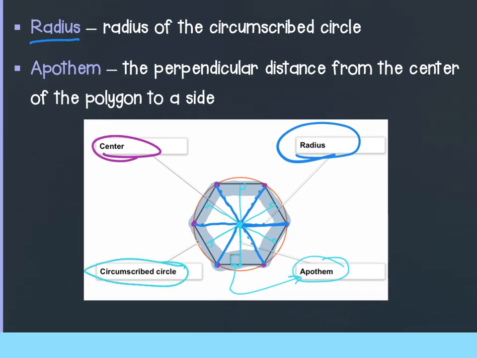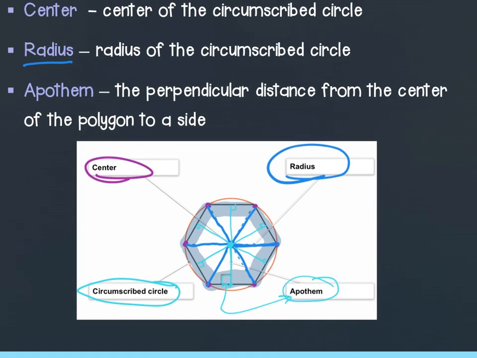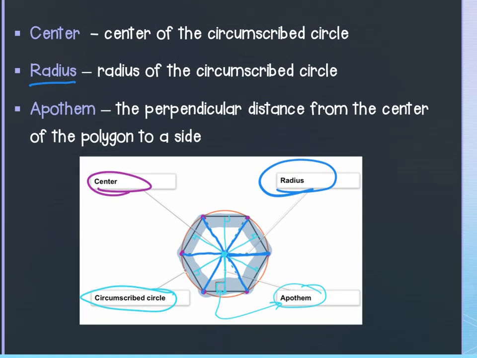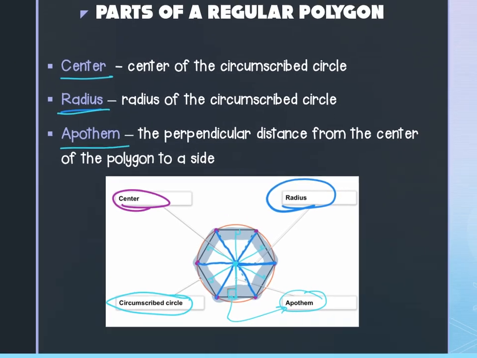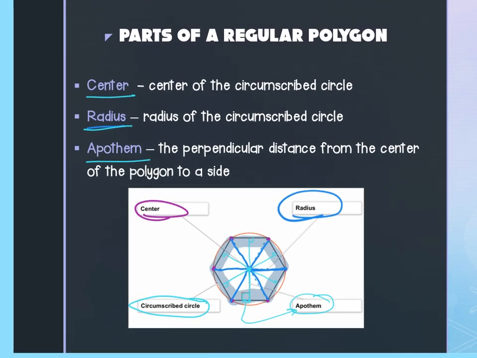We said this at the beginning, a circumscribed circle is the thing that's around the outside of the polygon. So center, radius, and apothem are just some vocab we've seen before and some that are new. That's going to help us with this section.